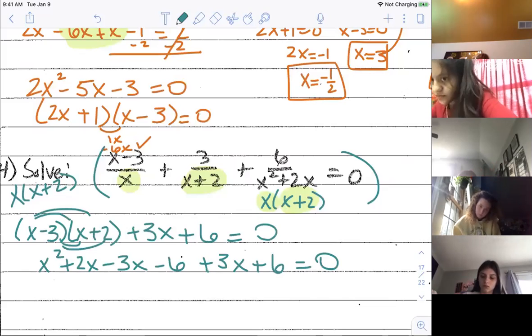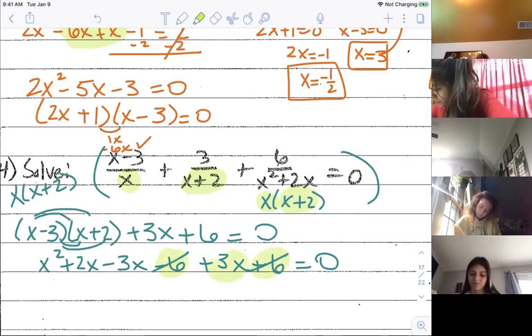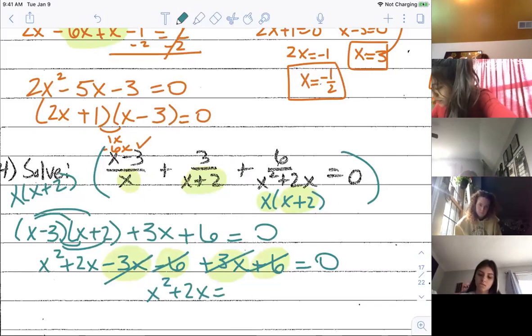Ooh, before I even start doing anything else, I can cancel some stuff out. I've got a negative 6 and a positive 6. Bye. I have a positive 3x and I've got a negative 3x. Bye. I'm just left with x squared plus 2x equals 0, which is just a simple GCF to factor out.